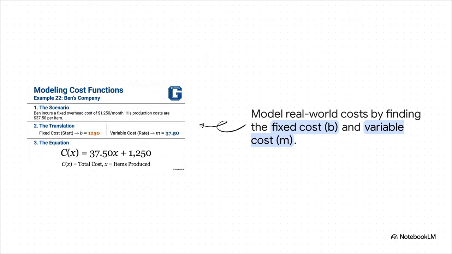And this is a brilliant illustration of how businesses use this stuff. For Ben's company, that fixed overhead cost of $1,250 a month, that doesn't change. That's our starting value, our B. The production cost of $37.50 per item, that's the rate of change. That's our M. You put them together, and you get a perfect linear function that tells you the total cost for any number of items they make.